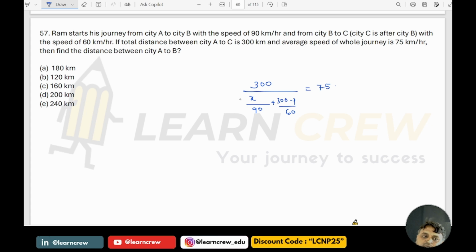If you simplify this, what are you going to get? 90, 60. So what I am going to get is 300 into 360 divided by 4x plus 1800 minus 6x is equal to 75. If you simplify this, I got x is equal to 180 kilometers. So that x is the distance from A to B.